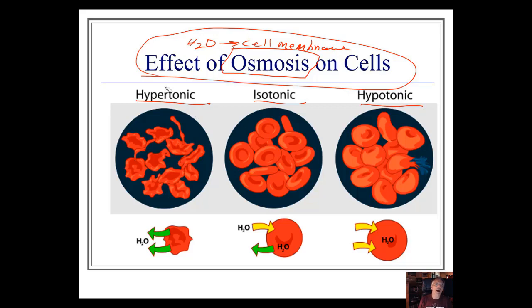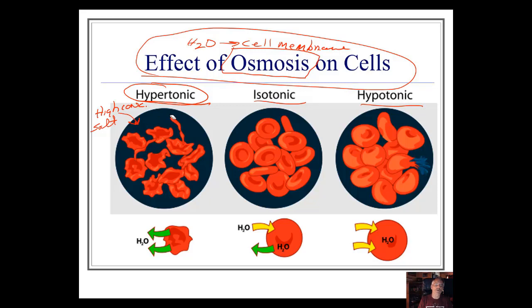If I have a hypertonic solution, that means my concentration outside of the cell is very high relative to the concentration of solutes, and we're just going to say salt as a dissolved solute inside of the cell. So the cell concentration inside is low relative to the concentration outside the cell. So that would be consistent with, let's say, consuming excessive amounts of salt in your diet.